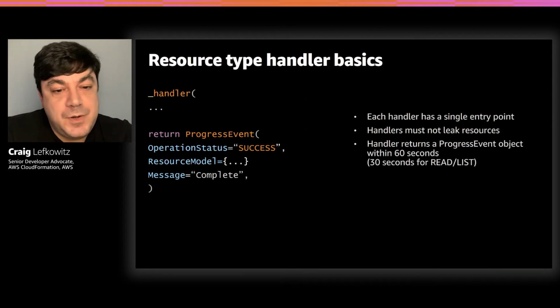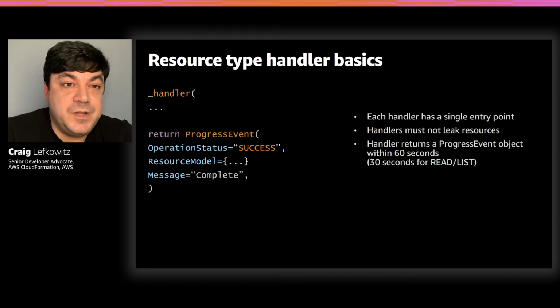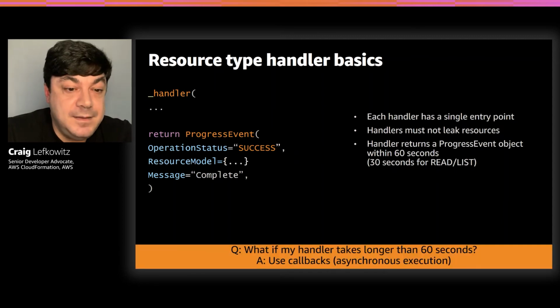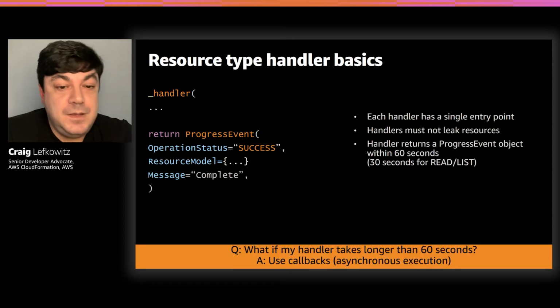A handler must return a progress event within 60 seconds or it's going to be marked as failed and rolled back. So what if you need more time? You can use callbacks, which we'll cover in a bit.